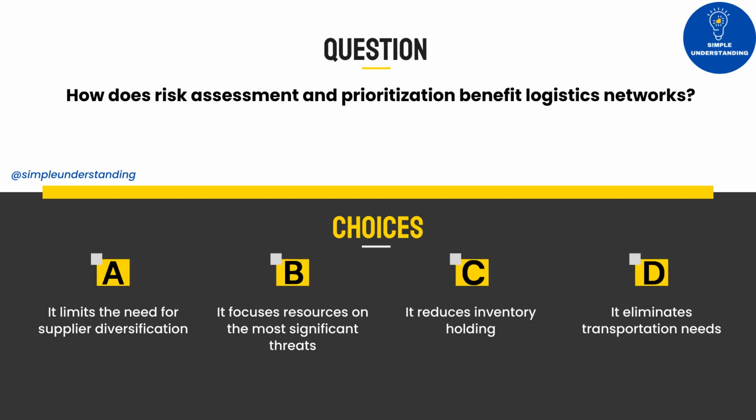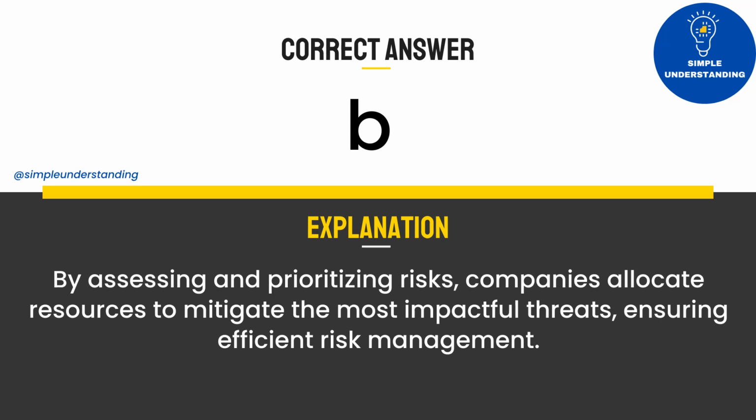2. How does risk assessment and prioritization benefit logistics networks? A. It limits the need for supplier diversification. B. It focuses resources on the most significant threats. C. It reduces inventory holding. D. It eliminates transportation needs. Correct answer, B. Explanation. By assessing and prioritizing risks, companies allocate resources to mitigate the most impactful threats, ensuring efficient risk management.